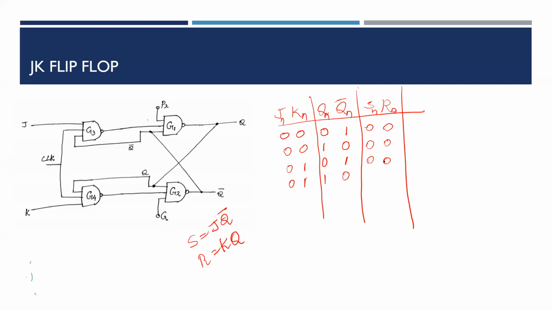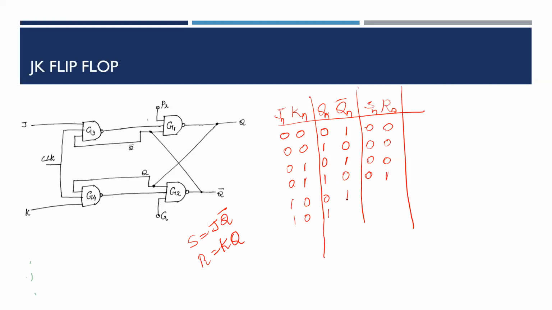Okay, next row. S is equal to J into Q bar, 0 into 0, 0. R is equal to K into Q, 1 into 1, 1. Now in the next line, what is JK? We considered JK 0 0, we considered 0 1, next is 1 0. 1 0 with Qn 0, 1 0 with Qn 1. Okay.